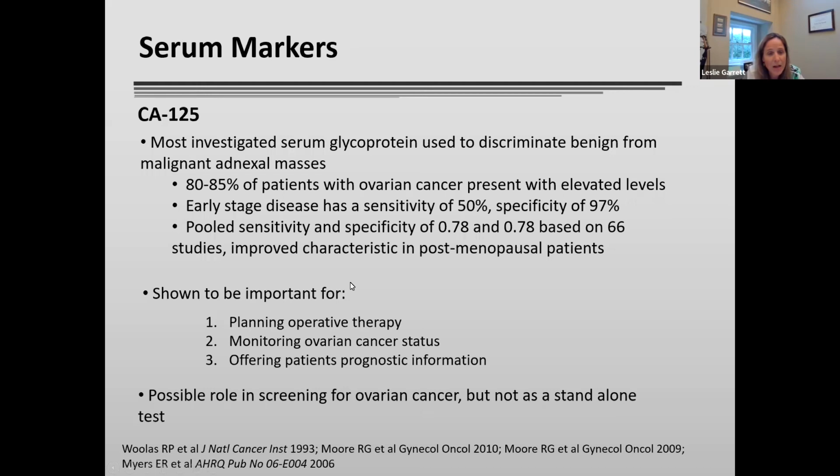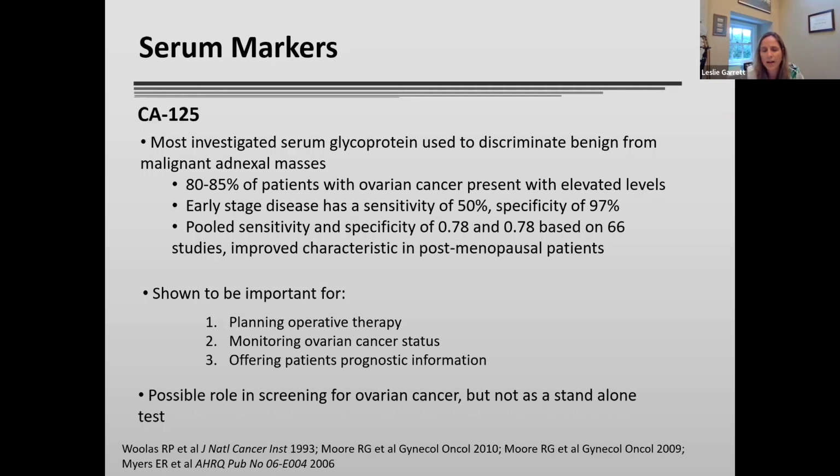So it's good for planning operative therapy, trying to define the extent of disease. Most importantly, it's good for monitoring ovarian cancer status. If we've gotten rid of the cancer, if we've gotten that patient in remission, that CA-125 should normalize. If it starts to go up again, that's where we're worried about recurrence. And often CA-125 is the first hallmark of disease recurrence. We always get a CAT scan when that CA-125 rises, and often we don't see anything, but the cancer's there and it's coming. And so it allows us to prepare the patient for what's coming ahead.